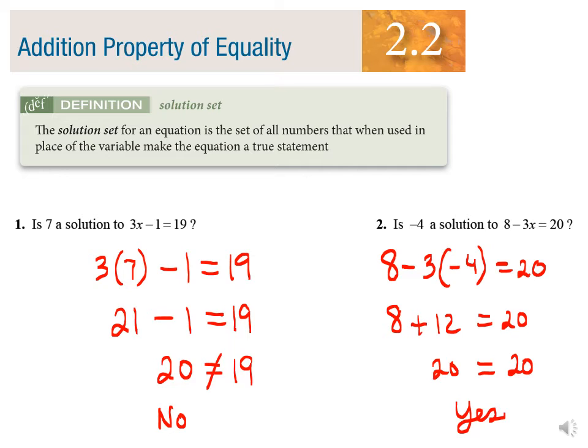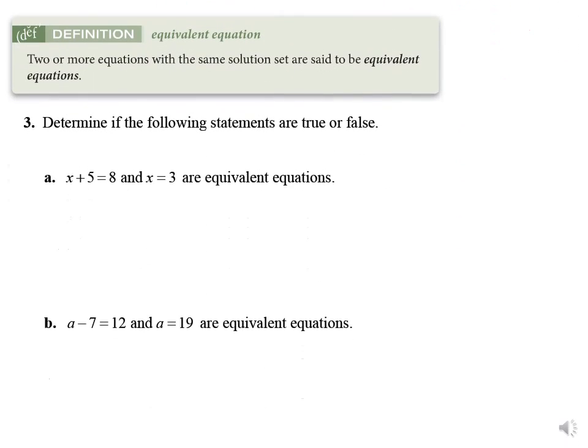So one concept, what is a solution? Another concept here is something called equivalent equations. What does it mean to have an equivalent equation? It means that you have the same solution set. So that means the answer does not change, in a sense.